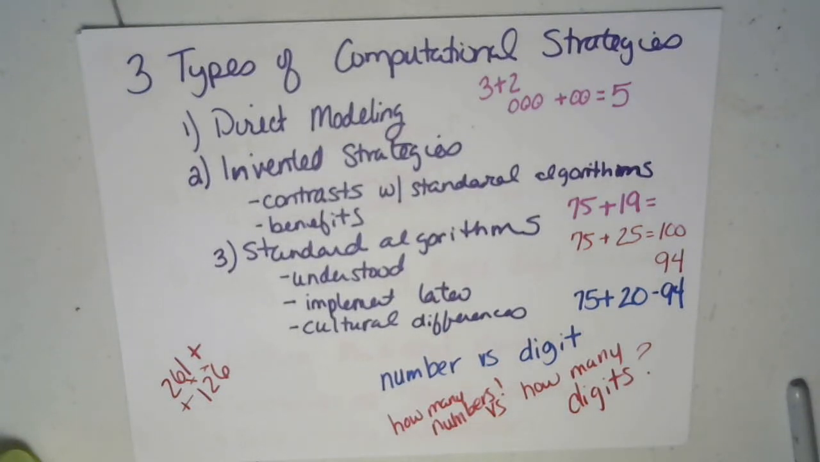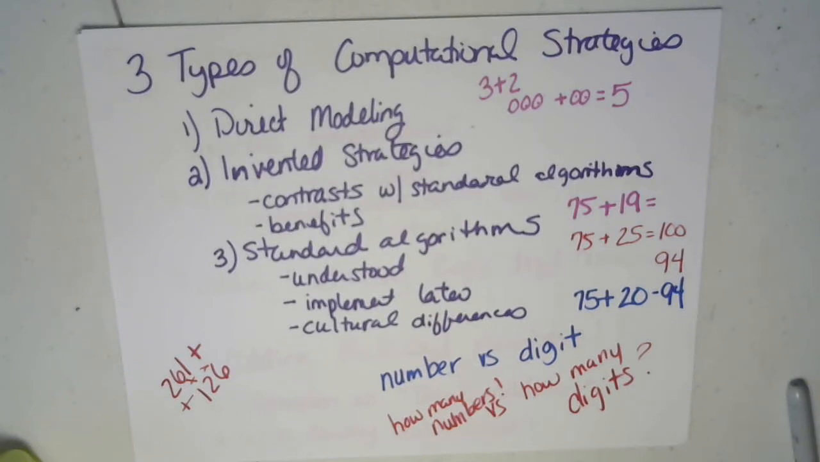Flexible methods are often faster than standard algorithms. We talked about that for chapter 10. We've talked about chapter 9. Talked about that in the past. Building tens and building fives and using doubles or near doubles. Those are just easier. They're faster for students. And then again, they'll get more accurate answers.